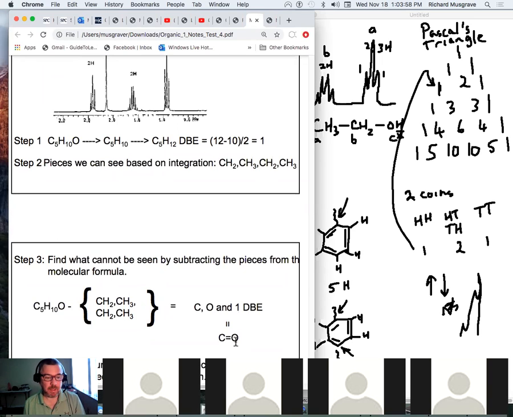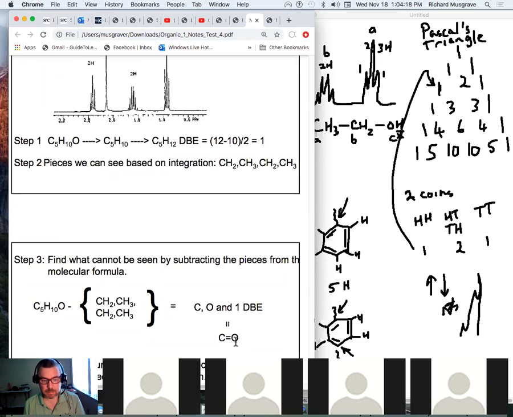All right. Does anybody have any issues with step 3? Any questions about it? I just want you to understand it. What does DBE stand for again? Double bond equivalence, Sierra, which means rings or double bonds. And remember, in step 1, we determined that there was 1 double bond equivalent.